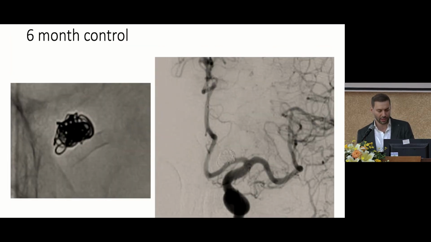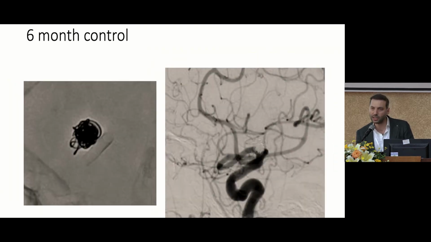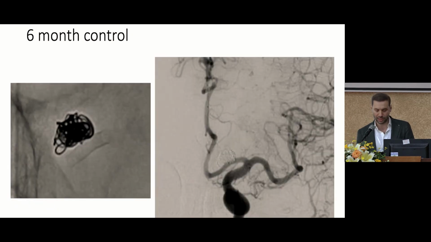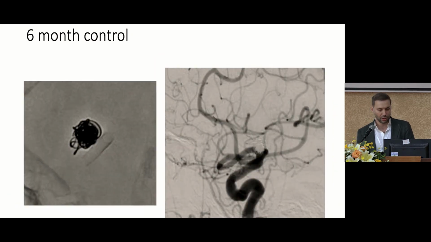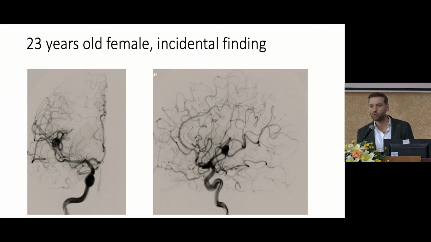I want to share another case with you, a 23-year-old female, incidental finding. We have again a distally located aneurysm at the MCA inferior trunk territory. So 3D images show us two branches are coming off from the aneurysm.